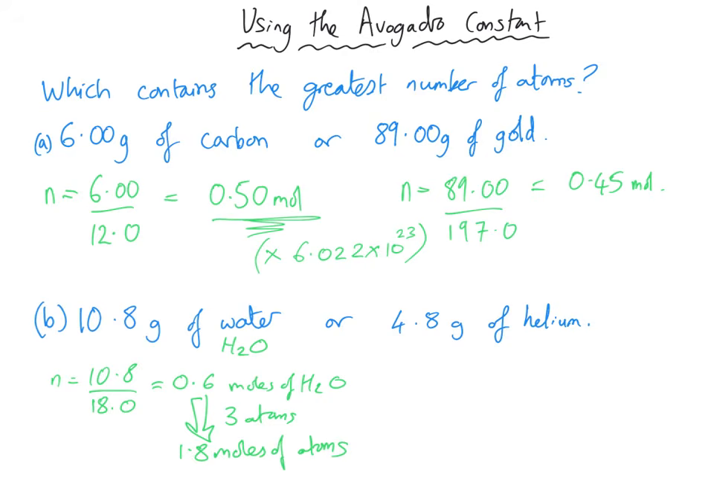And so for helium then, moles equals 4.8 divided by 4, the AR of helium, which gives us 1.2 moles. And so now we can see that even though the number of moles of a specific entity was smaller for water, when we multiply it by 3 for the 3 atoms that are present per molecule, we get a bigger number, and so the answer is there's more atoms in 10.8 grams of water.